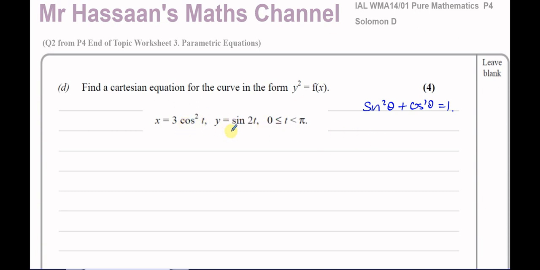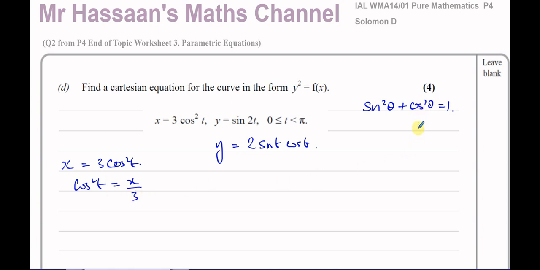That's the main identity that it looks like we're going to have to use to make this into one equation. So what I'm going to do is express cosine t and sine t in terms of x and y, and then I will try to use this identity to rewrite them. First of all, y equals sine 2t, so let me write this as y equals 2 times sine t times the cosine of t. And I know that x equals 3 cosine squared t. So I'm going to make cosine squared t the subject. So cosine squared t is equal to x over 3.